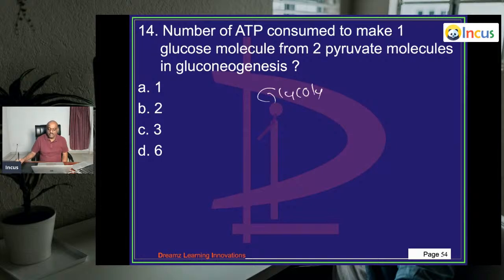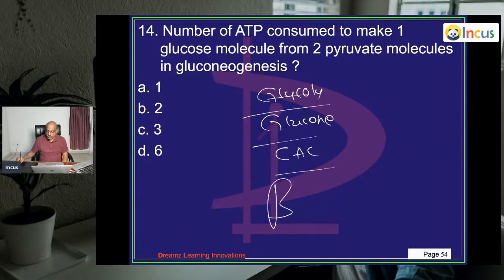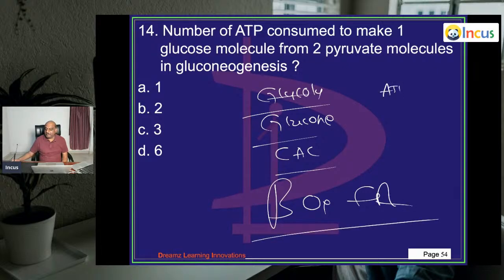Glycolysis, gluconeogenesis, citric acid cycle, all these things. Beta oxidation of fatty acids. What is the ATP yield? Is the favorite topic of the examiner.